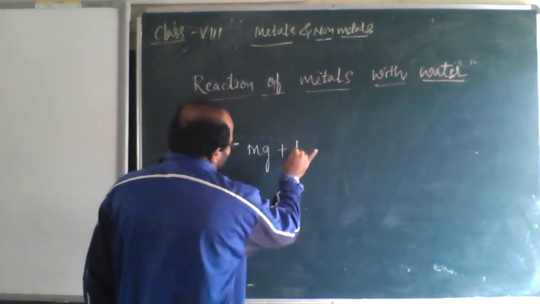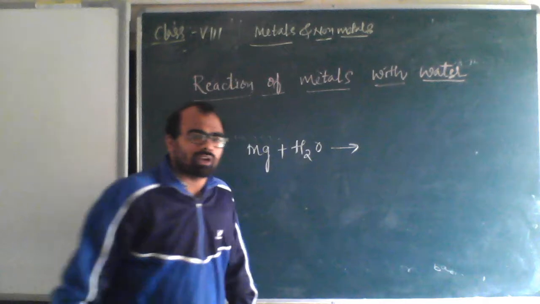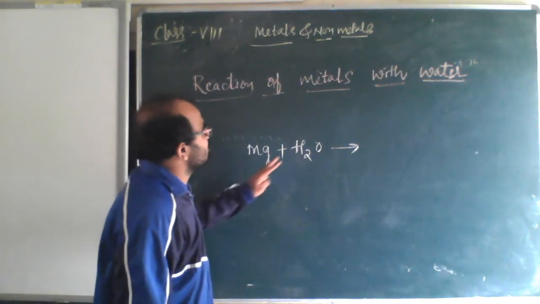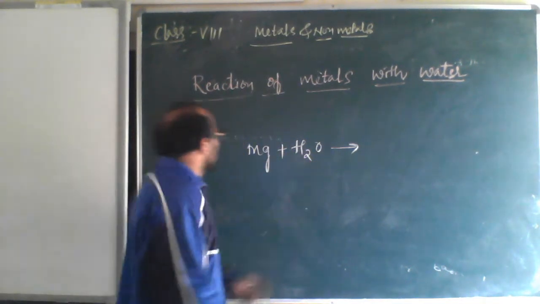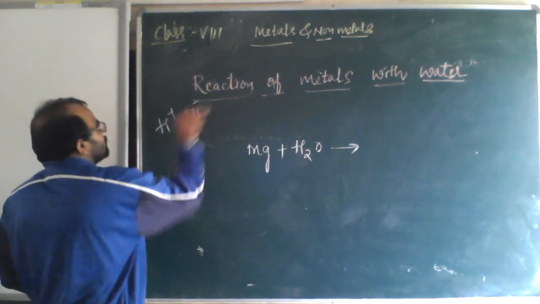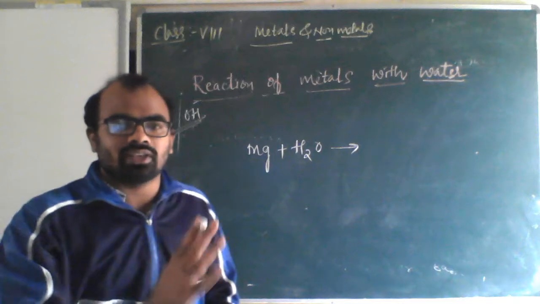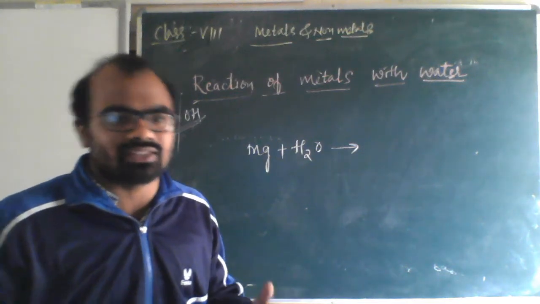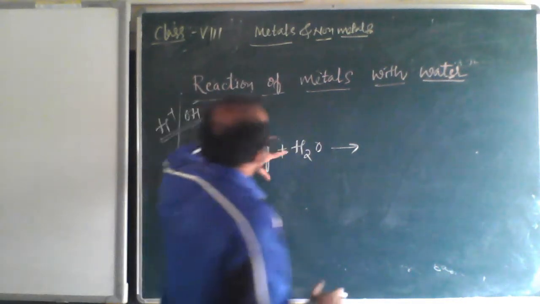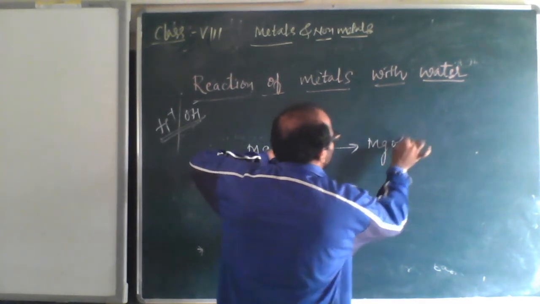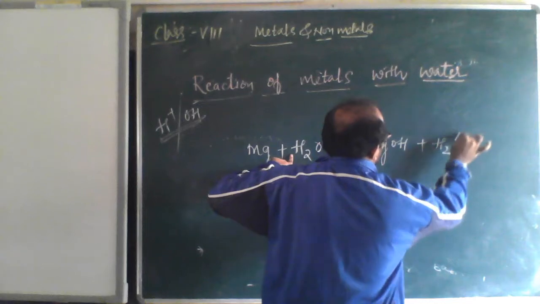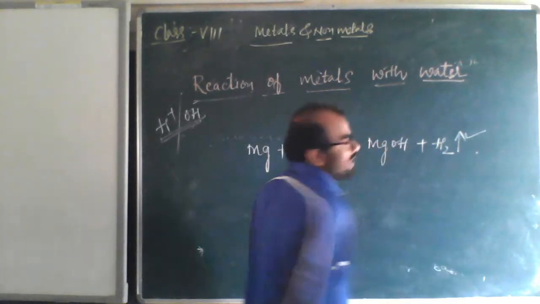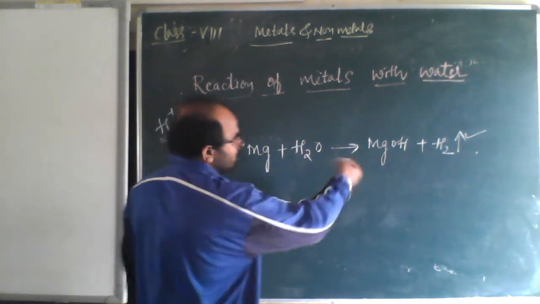Mg plus H2O. Suppose I do this, what might happen? You think. Whenever a metal reacts with water, H2O splits into H plus and OH minus. We should remember this. In H2O, there is one cation, H plus, hydrogen, and one anion, OH minus. So Mg reacts with H2O and it will become MgOH plus H2. So hydrogen gas is liberated. H2 means liberation of gas. But you can balance it later.